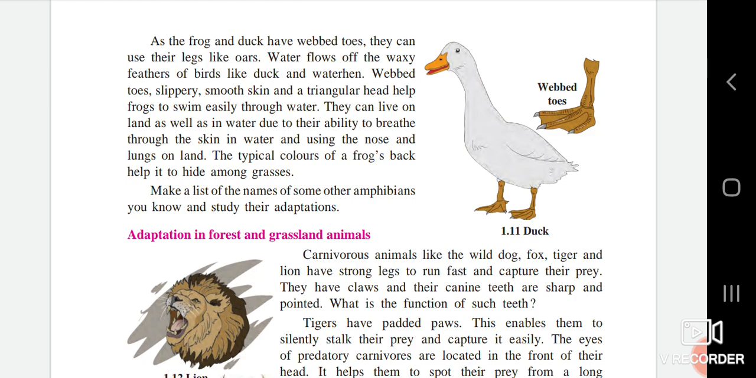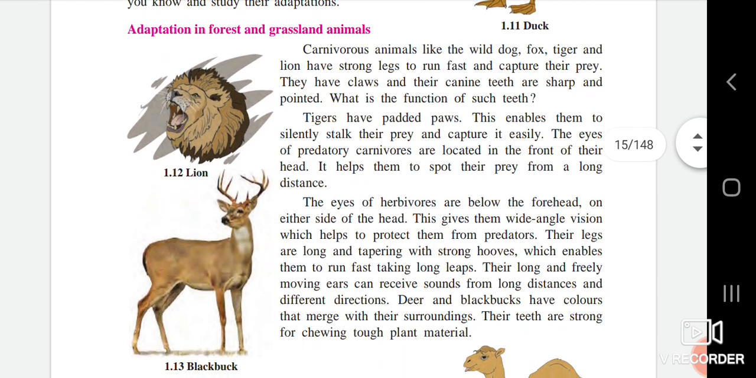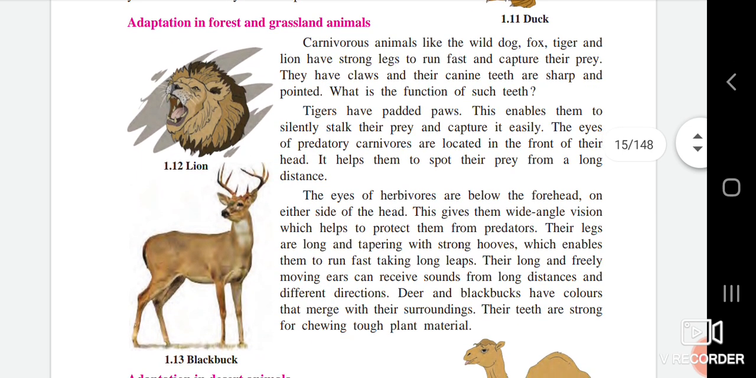The typical colors of a frog's back help it to hide among grasses. Now every small animal is eaten by the big animals, so all the animals have their enemies. So these typical colors of a frog's back help the frog to hide among grasses and protect itself from the enemies. Now you have to make a list of the names of some amphibians you know and study their adaptations.